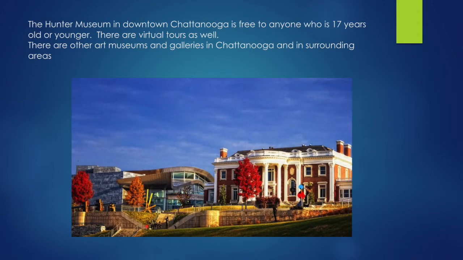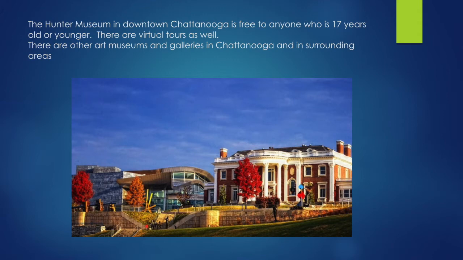A great place to start is at an art museum. The local art museum here in Chattanooga is the Hunter Art Museum, and it is in downtown Chattanooga. You can go there for free if you're 17 years old or younger. Or better yet, you can go by virtual tour. You can see what's in their collection by going to their site, Hunter Art Museum, and looking to see what's there. You can also do virtual tours of many other art museums in the United States and in the world.